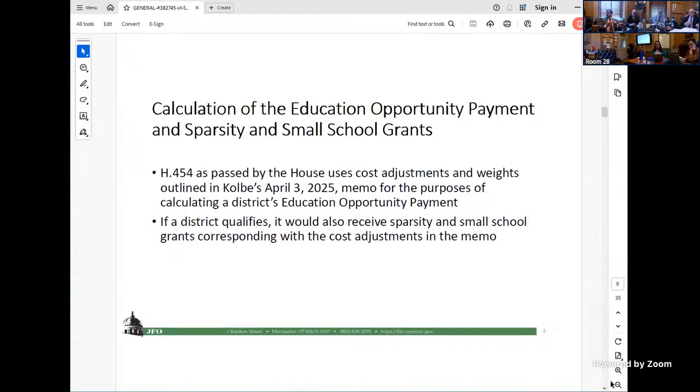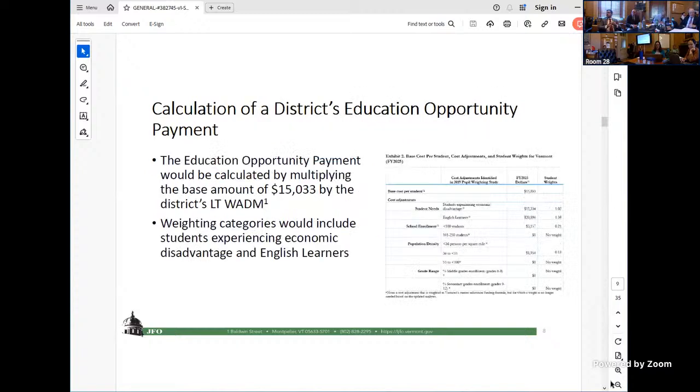H454, calculating the education opportunity payment or the EOP and the sparsity and small school grants. So it uses the cost adjustments and weights that were included in Professor Dr. Colby's memo. And if a district qualifies, it would also receive a sparsity and small school grant corresponding with a cost adjustment in the memo. I believe that we did speak about this yesterday in the joint hearing.